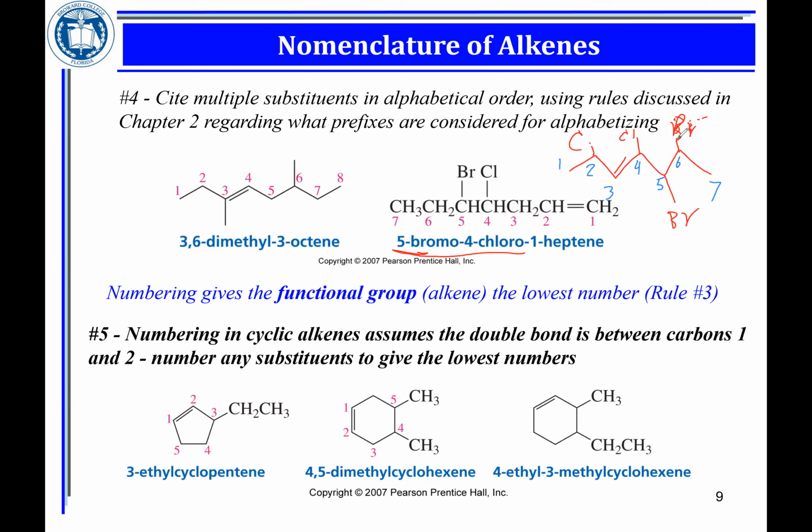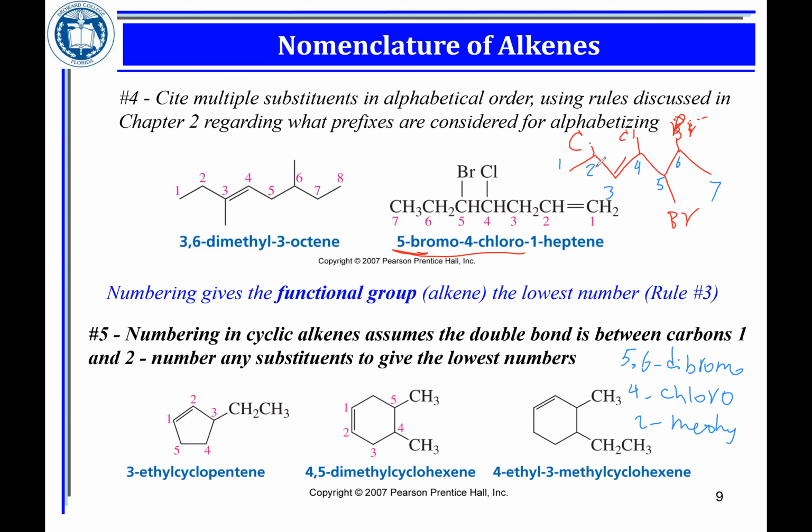Now, I have bromo on carbon 5 and carbon 6, so I have 5,6-dibromo. I'm just going to list them, not putting it together as a name yet. So I have 5,6-dibromo, 4-chloro, and then 2-methyl. There are 7 carbons, so it's going to be heptene at the end, and the double bond is on carbon 3, so 3-heptene.